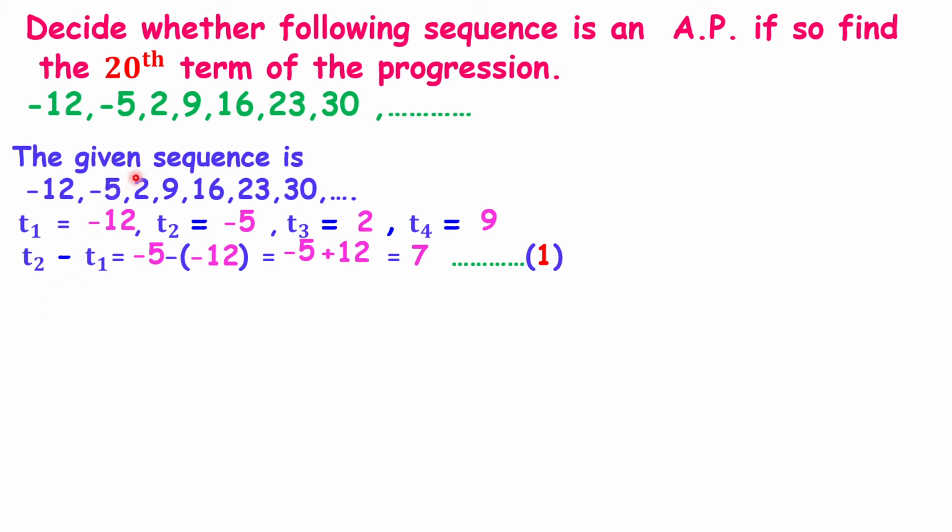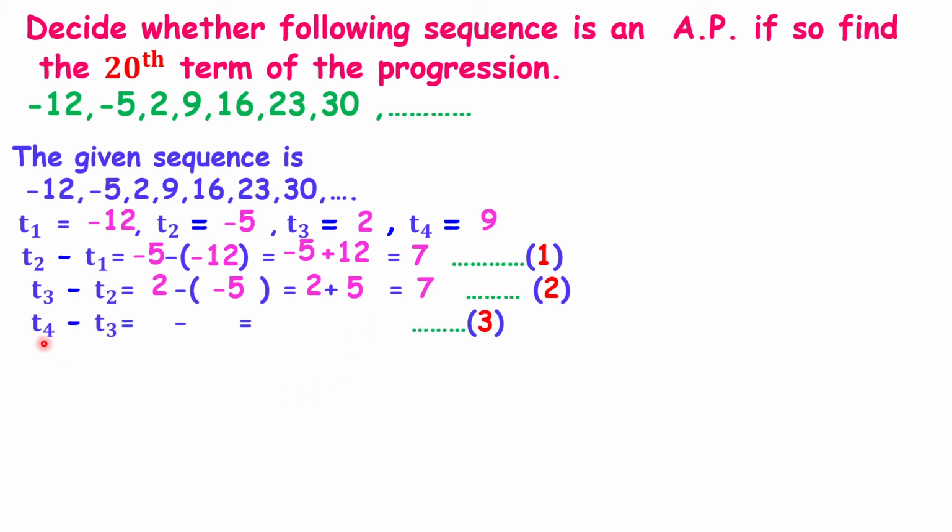Now to find the difference between the third term and the second term, therefore T3 minus T2. T3 is nothing but the third term, which is 2, minus into bracket the second term, which is negative 5. 2 as it is, minus into minus becomes plus 5. 2 and 5 have the same sign, therefore we have to take addition. 2 plus 5 is nothing but 7.